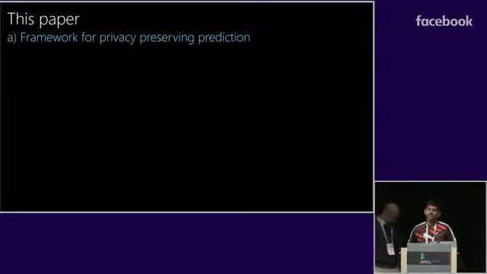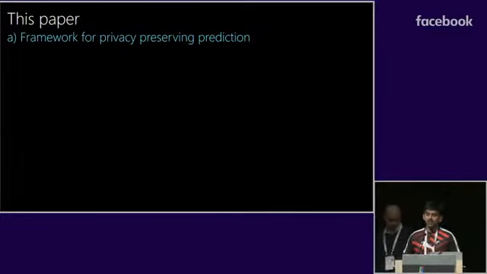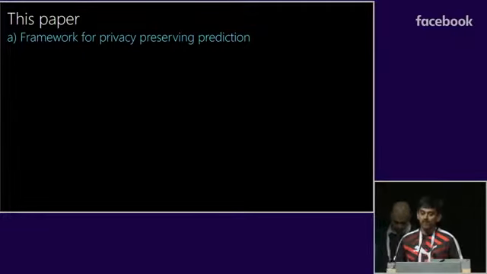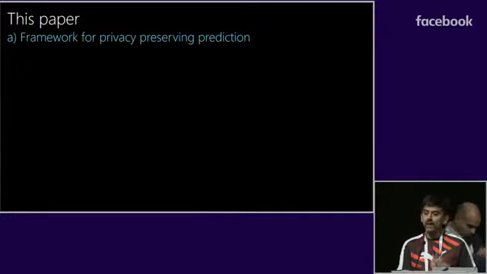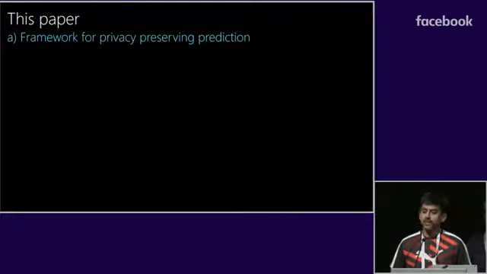This paper is about designing privacy-preserving learning algorithms via black box transformation on any learning algorithm with reasonable accuracy guarantees. Moreover, these transformations will be model agnostic in nature, meaning that you will not depend on the underlying learning model. So there are two main contributions in the paper. The first is a framework for privacy-preserving prediction.